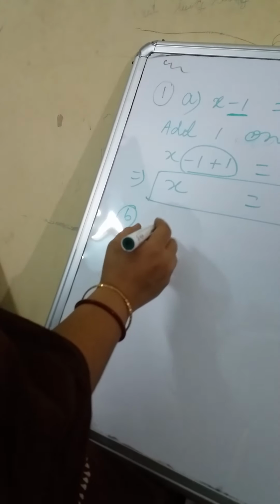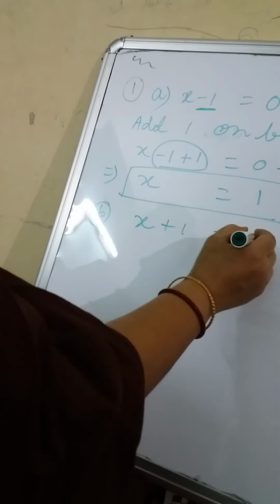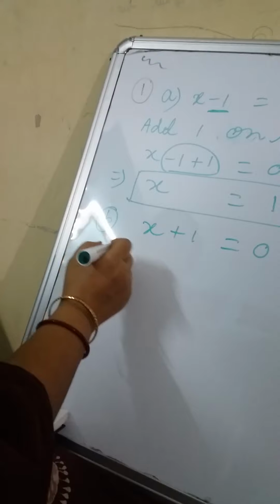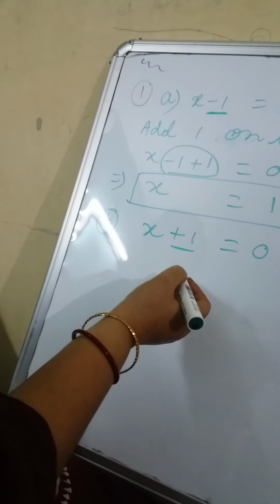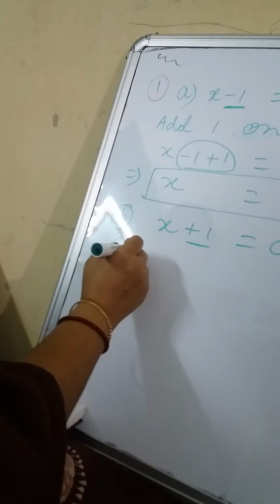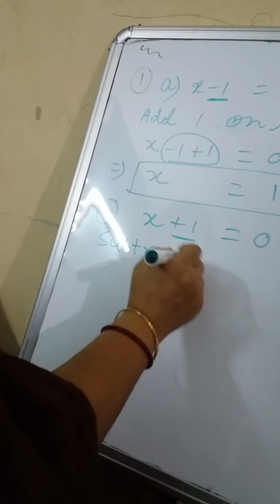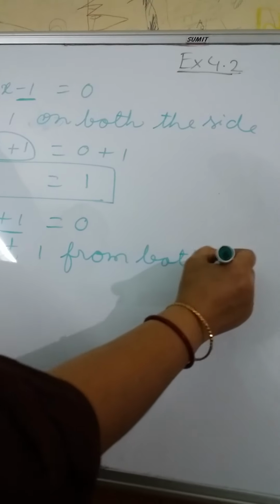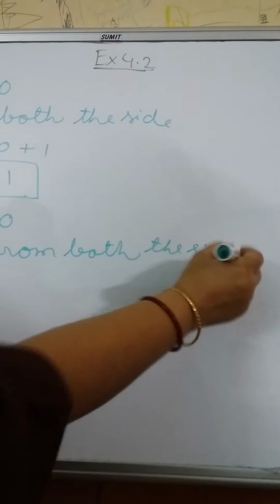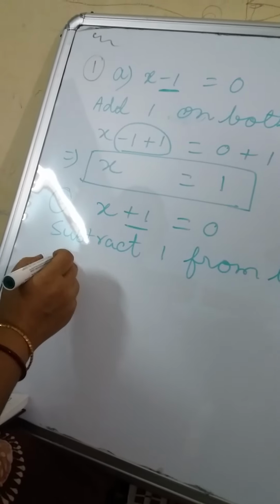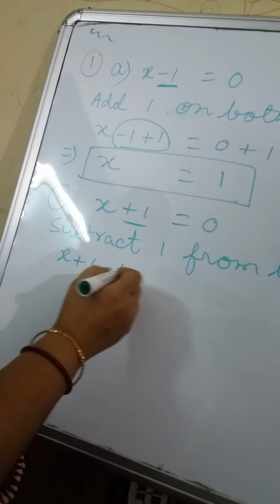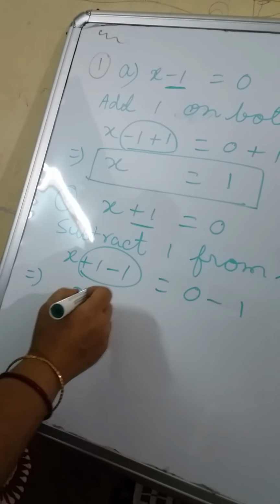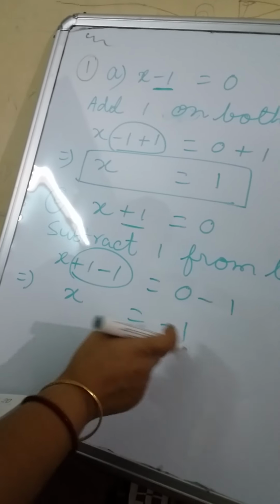Question B is x plus 1 equals 0. So subtract 1 from both sides. It is plus 1, so you have to subtract 1. Subtract 1 from both sides. So what will you get? x plus 1 minus 1 means 0, so x equals 0 minus 1. 0 minus 1 is minus 1.